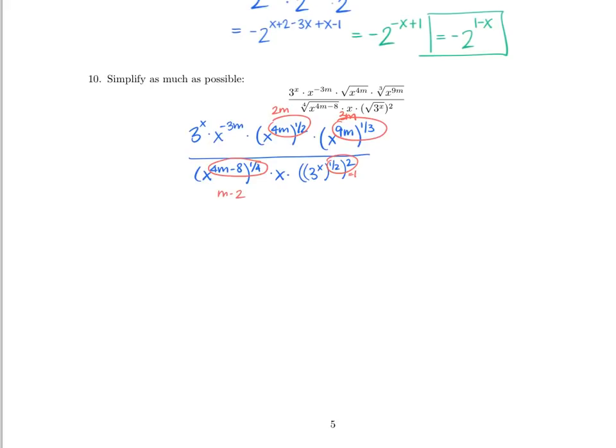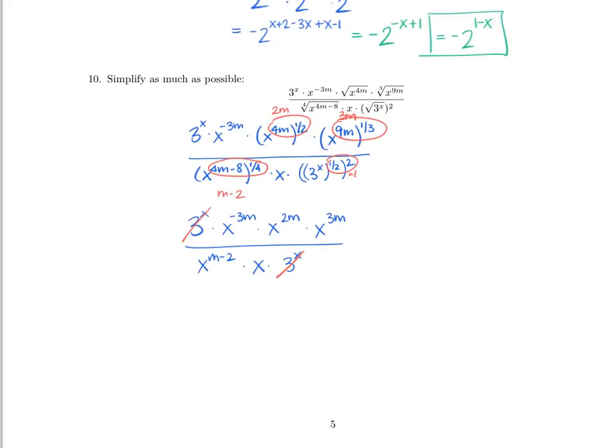So we have 3 to the x, that's left alone, times x to the negative 3m, times x to the 2m, times x to the 3m. All of that goes over x to the now m minus 2, because that 1/4 distributed across 4m minus 8, times x times 3 to the x. And we see a factor of 3 to the x in both the numerator and denominator. And we see a couple of other things.